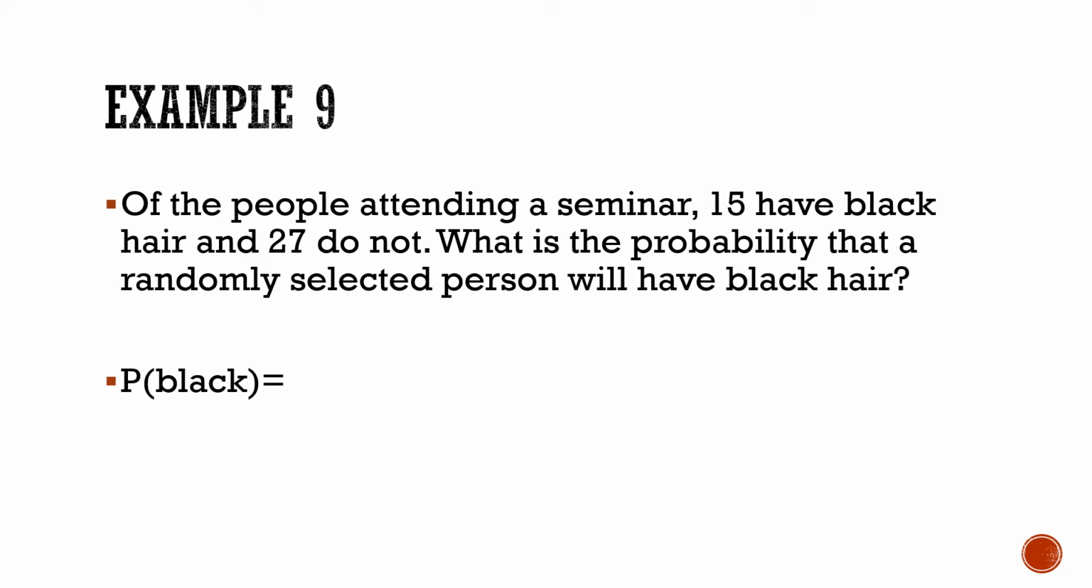So you're looking for the probability of black. Okay, so how many of them had black hair? 15 did. But 15 out of how many? Well, if 15 have black and 27 do not, we have to add those two numbers together to find the total. So 15 had black hair out of 42 people. And then you will simplify your 15 over 42, which would give you 5 over 14.